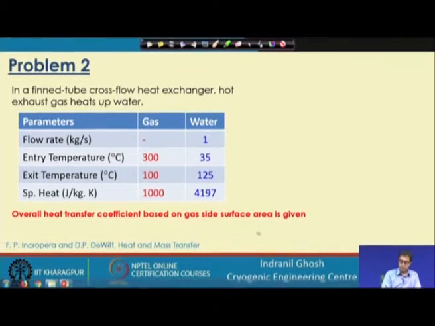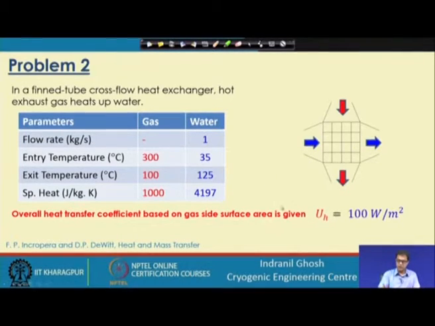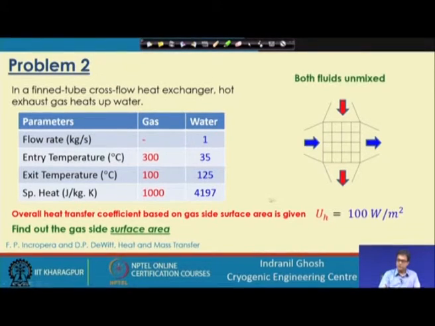the overall heat transfer coefficient based on the heat transfer surface area, and that is equal to UH 100 watt per meter square, and what we need to find out is the hot side or the gas side surface area. Now, before this, both the fluids are unmixed.